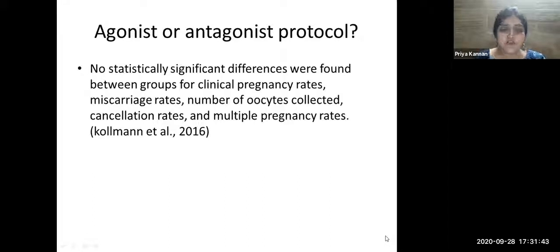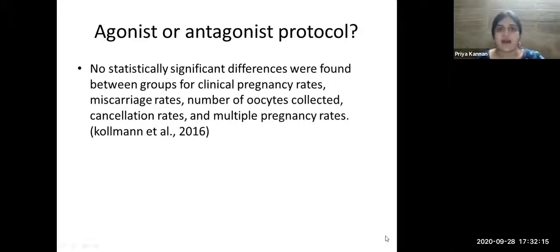So the advantage of using an antagonist protocol is, A, cost cutting, which is the decreased dosage and decreased days of gonadotrophins, and B, to reduce the complication, which is the OHSS. So since we are also worried about the cost and definitely we don't want an OHSS, antagonist seems to score over agonist when it comes to PCOS patients.